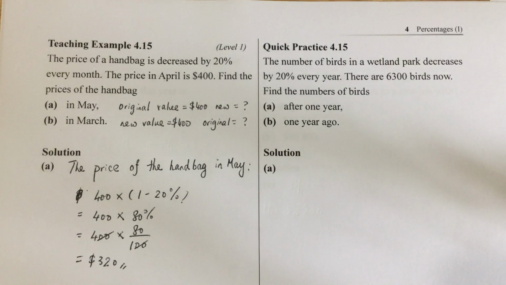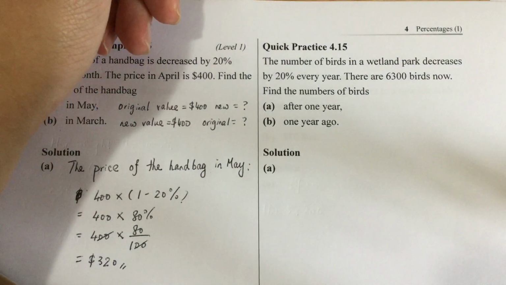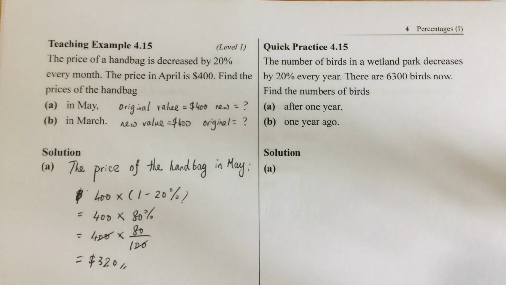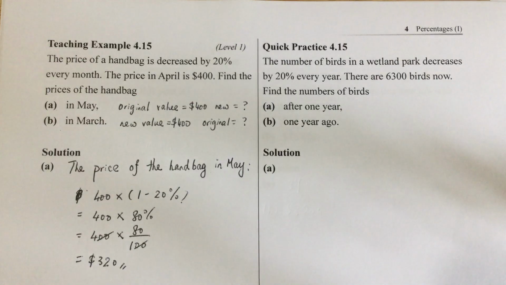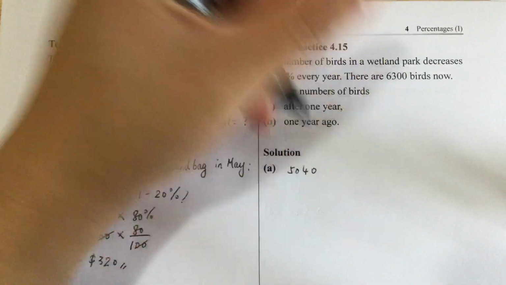Okay, the answer now I'm going to distribute. So please pause the video if you cannot finish. For part A, there are 7,560 birds. Not decrease. I'm so sorry about that. If this is decrease, I need to check it once again. So I'm sorry about that. For part A, this is 5,040.